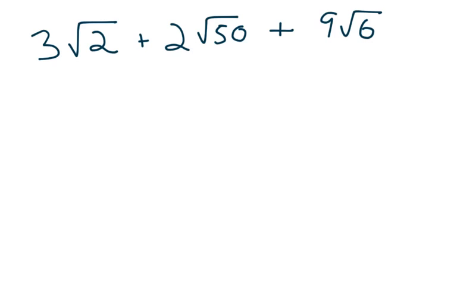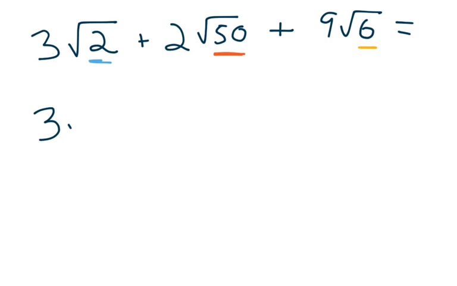We can simplify this problem because just like with x's and y's in polynomials, you can only add radicals if they have the same exact thing inside the radical. Here in the first one, we have a 2 in the radical. The second one we have 50, and the last one we have 6. So it looks like right now we cannot simplify them. But there's not a perfect square that goes into 6, and not one that goes into 2, but there is one that goes into 50. So I'm going to simplify this and see if we can combine any terms.